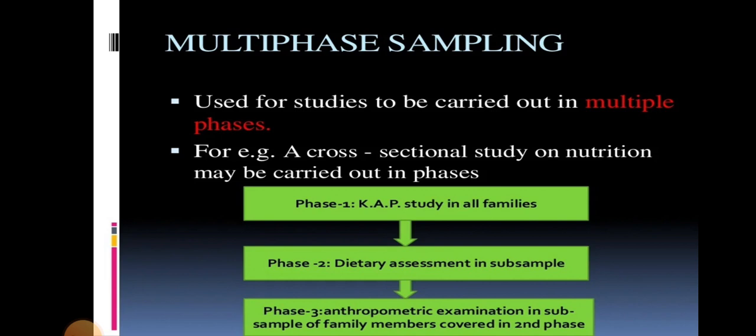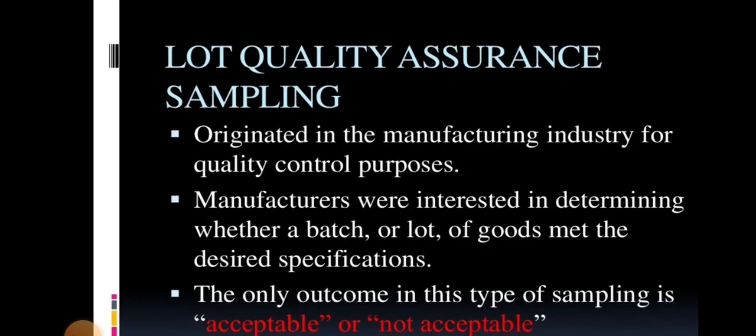So firstly, we have identified a study in the families. From these families, we again go into sub-phases. In the second phase, we are identifying the dietary assessment, and from the dietary assessment we are then taking the anthropometric measurements, through which we can identify whether the nutritional needs are fulfilled or not.